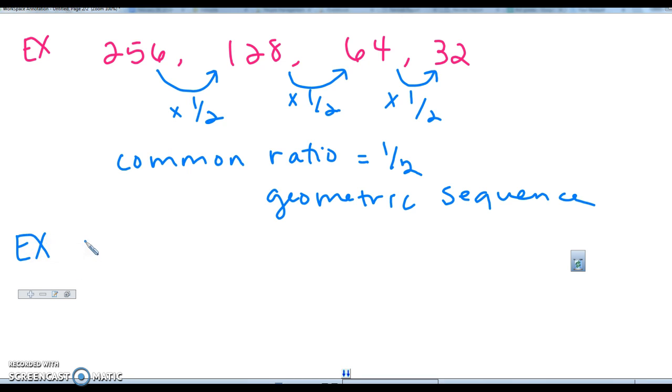So try this one. We have 4, 9, 12, and 18. Tell me if it's arithmetic, geometric, or none of the above.